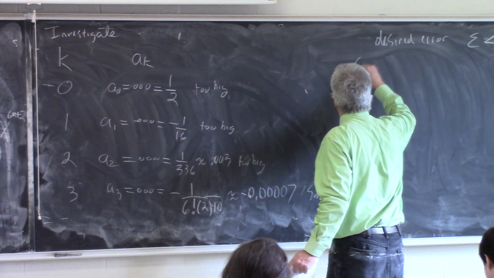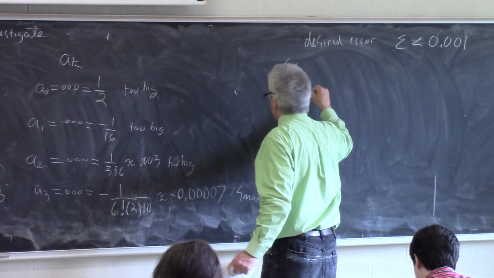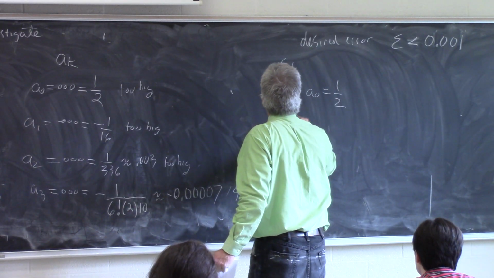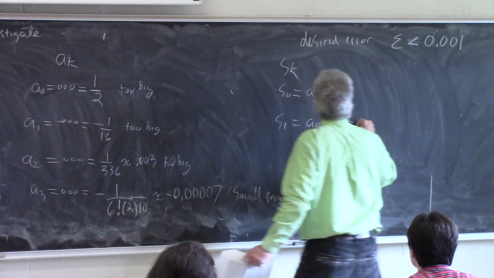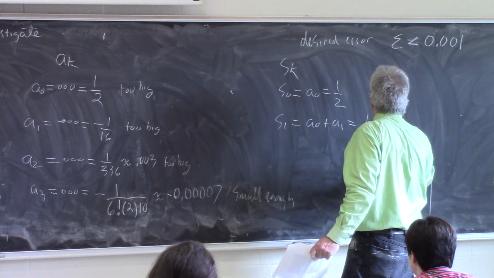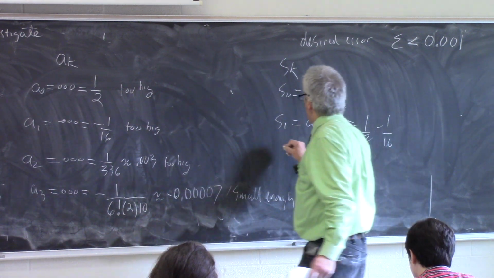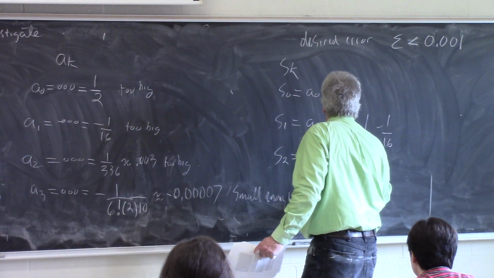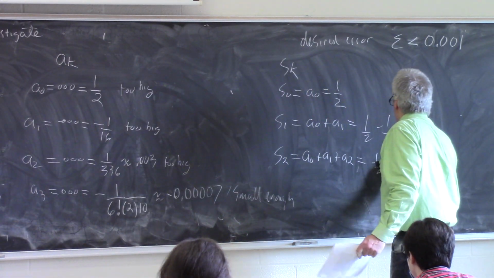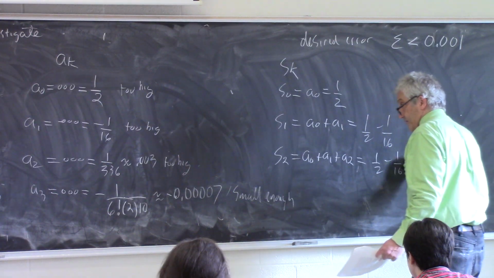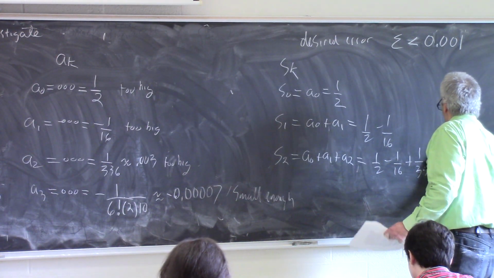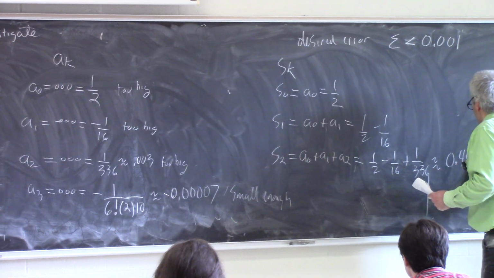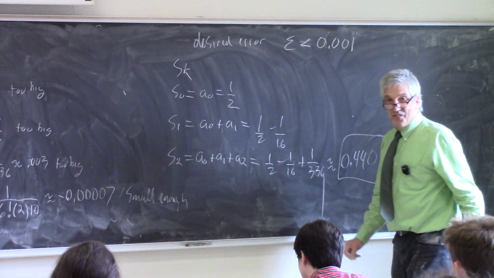So let's figure out what SK would be. S0 would just be A0, that would be 1/2. S1 would be A0 plus A1, that would be 1/2 minus 1/16. S2 would be A0 plus A1 plus A2, that would mean 1/2 minus 1/16 plus 1/336, and that's about equal to 0.440. There it is. There's our answer.